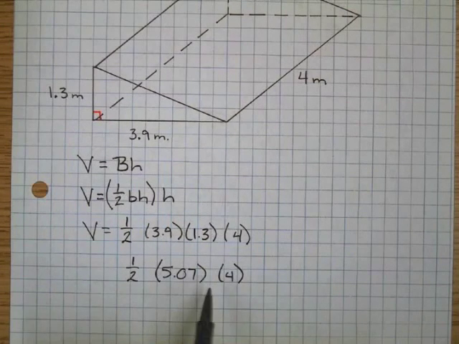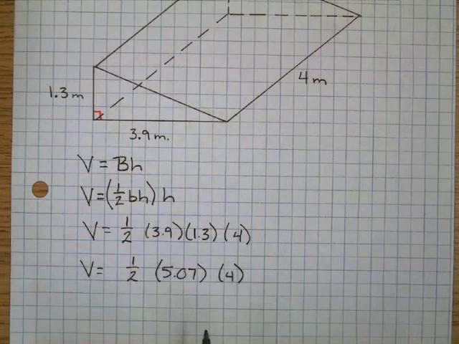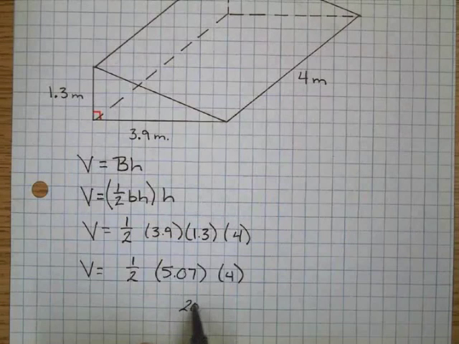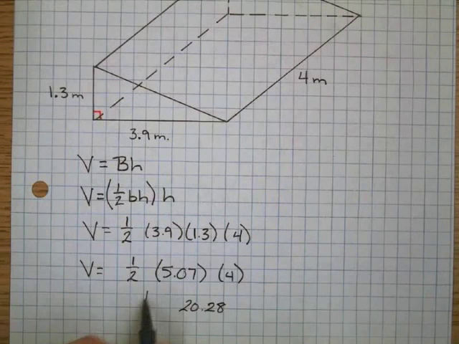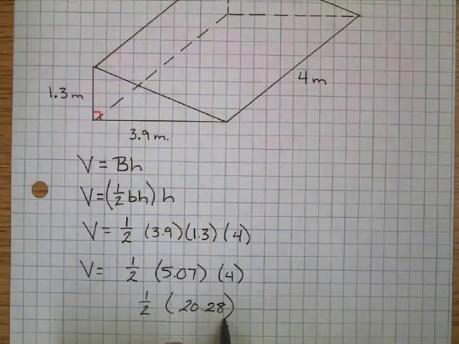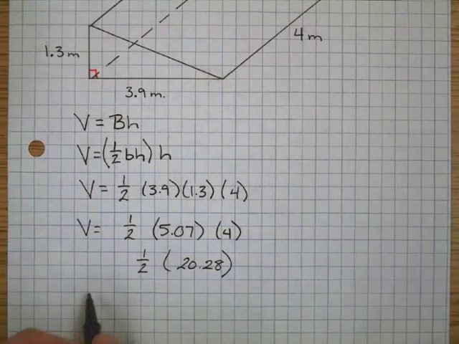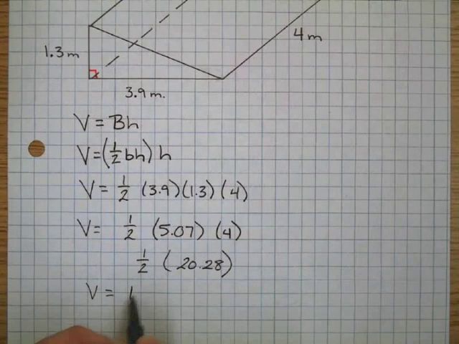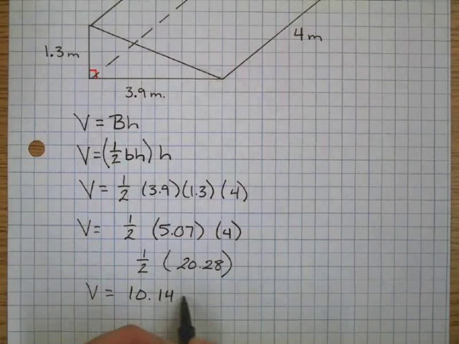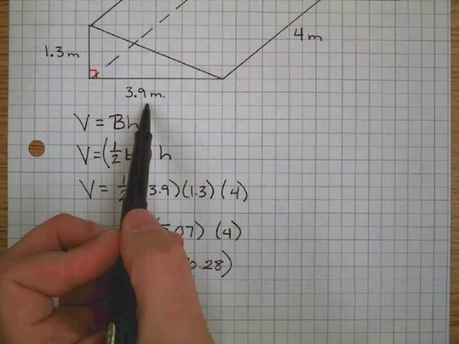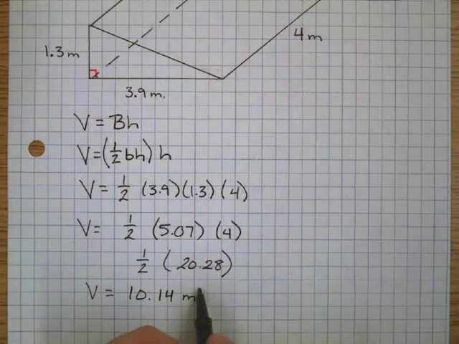Well, since I have multiplication, I can do this in any order. So I'm going to multiply the 5 7/100 times 4, and I come up with 20 28/100. And then I'm going to take 1/2 of that still. And when I take 1/2 of that, I come up with 10 14/100. We're using meters, so it's cubic meters, or meters cubed.